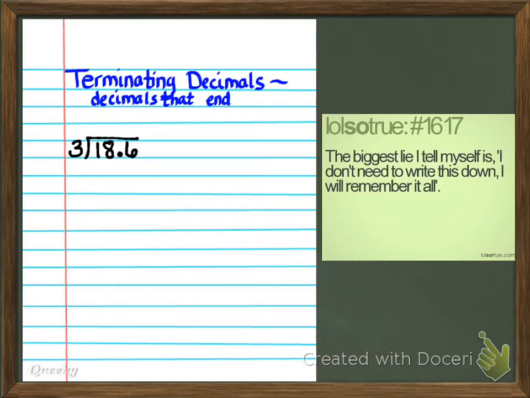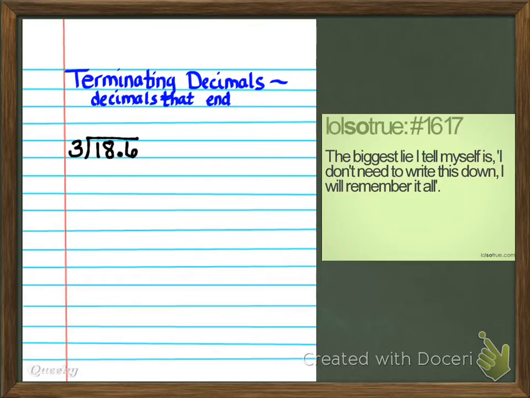So in your composition notebook, open up to your next available page, and I would like for us to first define terminating decimals. Those are decimals that end. You are writing this part down. So the first example that we have here is 18 and 6 tenths, divided by 3. Now notice when I read that number, I read the number that was under the box first. 18 and 6 tenths divided by 3.